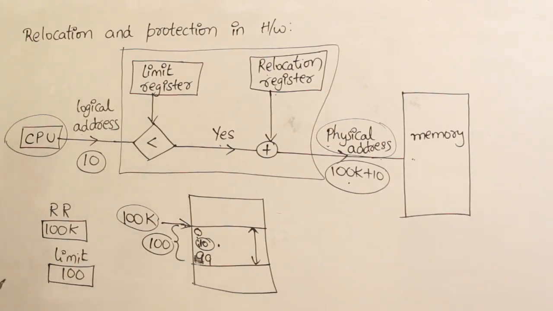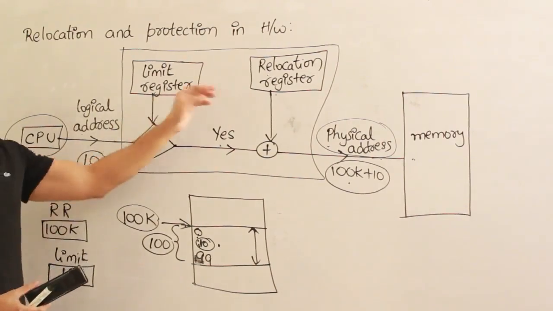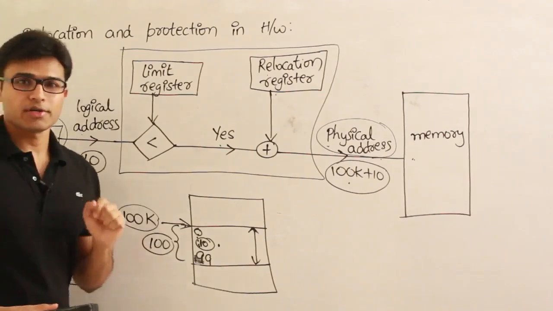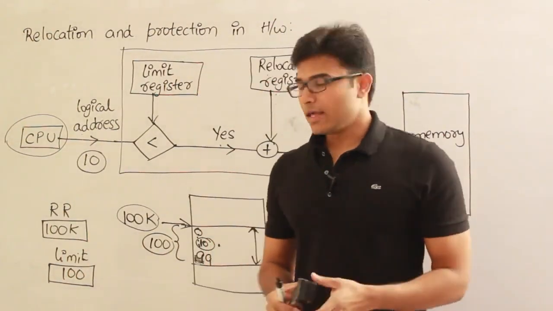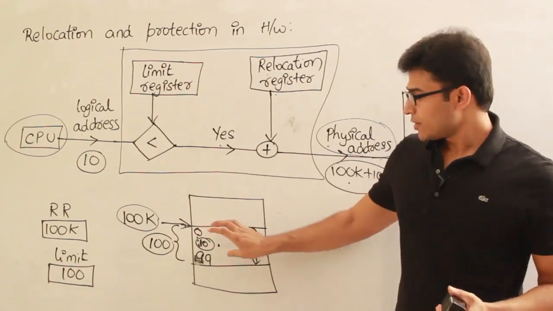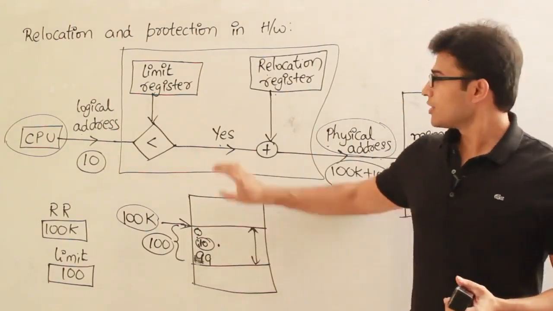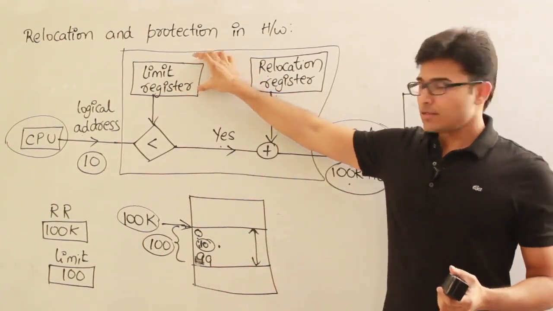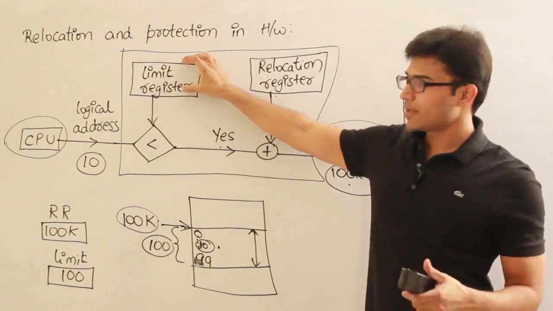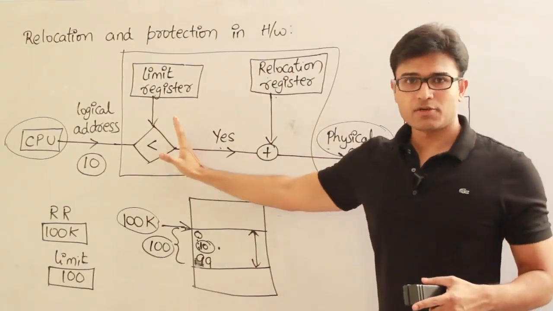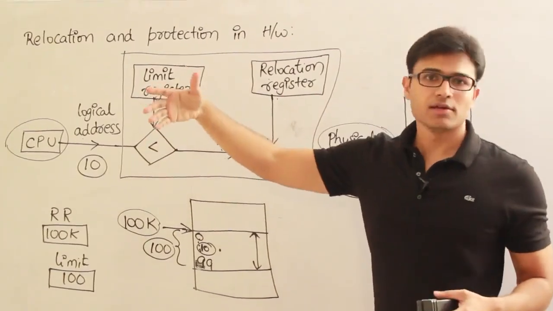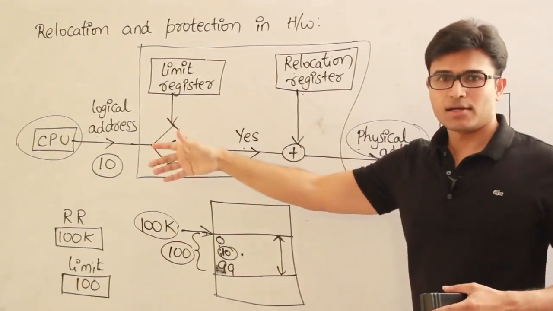Now what are the advantages of using these two registers? One thing is protection, which means your process can never refer to anything which is outside this particular partition, isn't it? Because this comparison is going to help us. In case it tries to refer to anything outside it, it is going to stop it. It is going to raise a trap. Trap means that is a different condition, and again that will be handled, right?